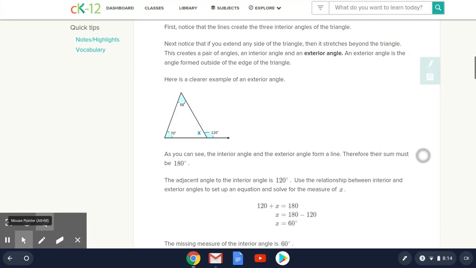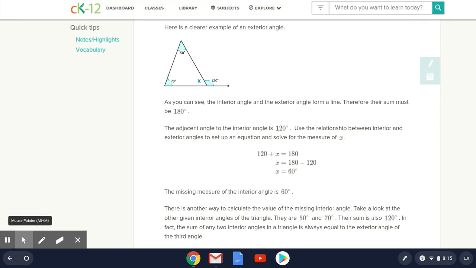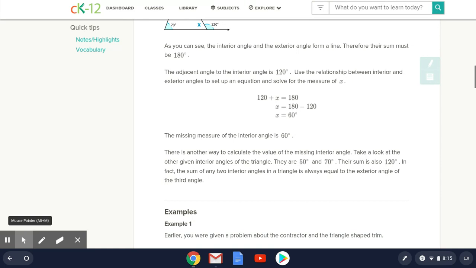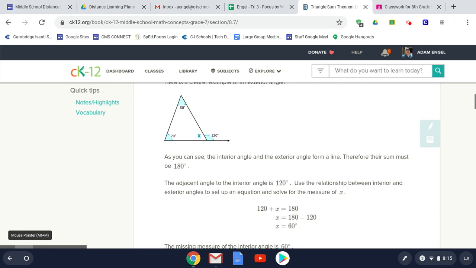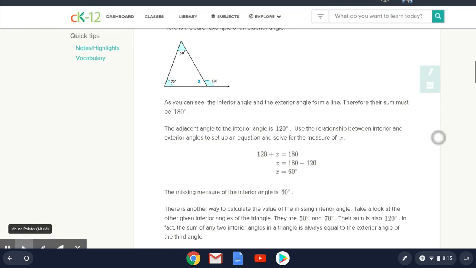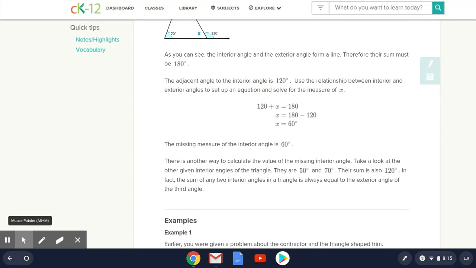Is 120 degrees. Use the relationship between interior angles to set up an equation and find the measure of x. That's what we did. We found the missing measure of the interior angle is 60 degrees. There is another way to calculate the value of the missing angle in the triangle. Take a look at the angles in the triangle. We know we have 50 degrees and 70 degrees, and we found the missing part with the 60 degrees. We did that math, my friends.